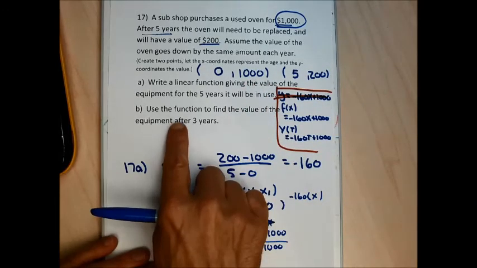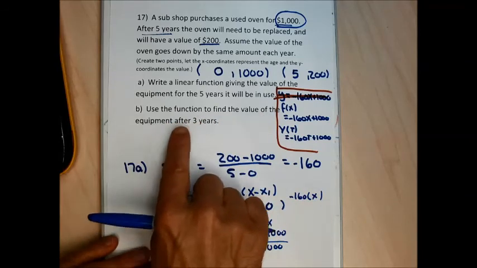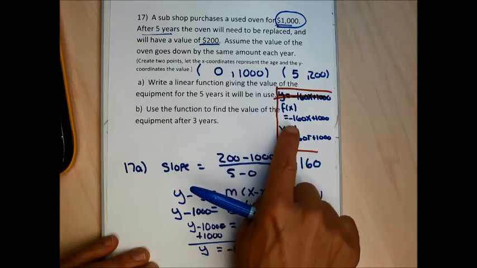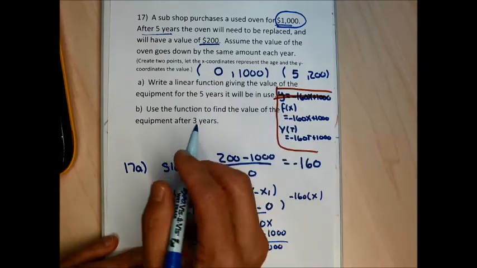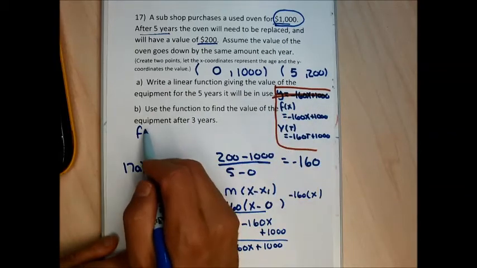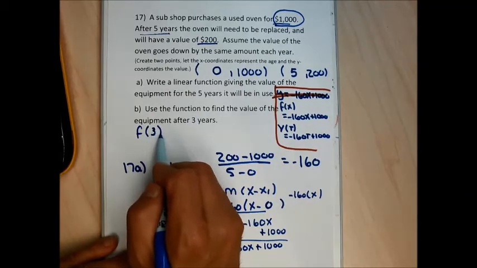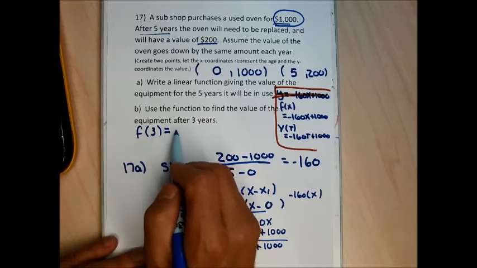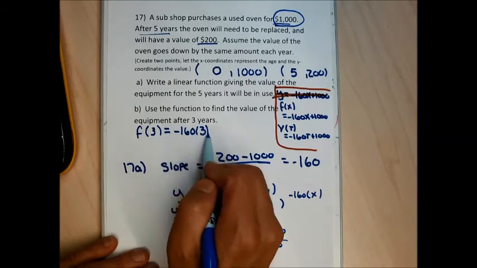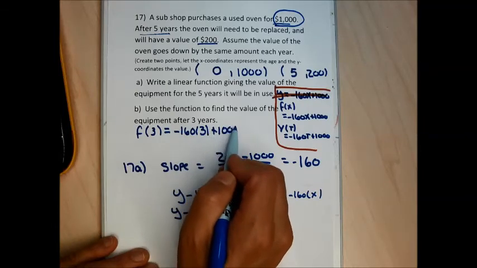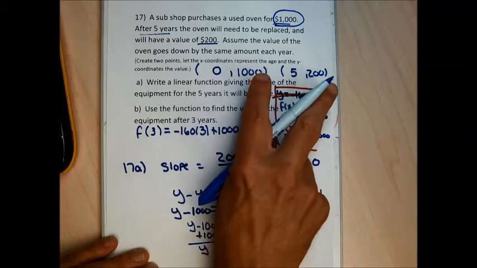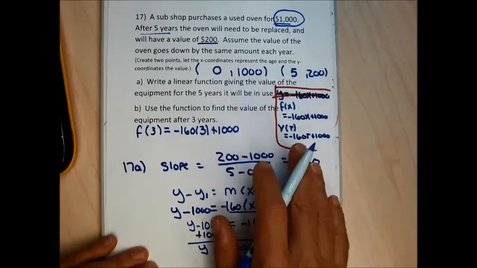For part B, use the function to find the value of the equipment after 3 years. The 3 is going to stand for the x, so I'm going to plug 3 in for the x, or here 3 for the t. I'll use this version because that's what most of you probably will use. I'll go f of 3. The value after 3 years is negative 160 times 3 plus 1,000. So putting a number in for x, the x stands for the year, is going to generate a y, and the y stands for the value of the machine.